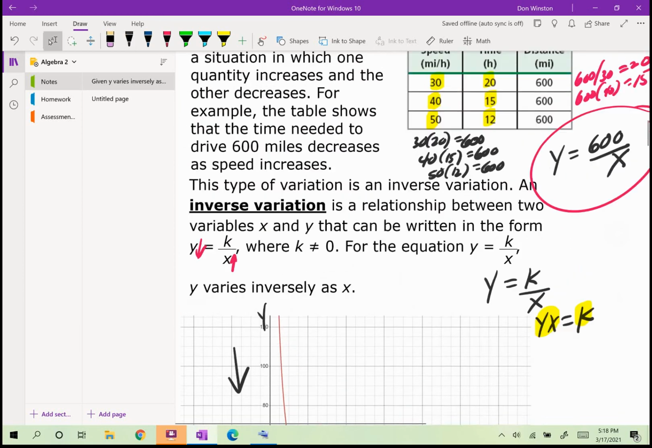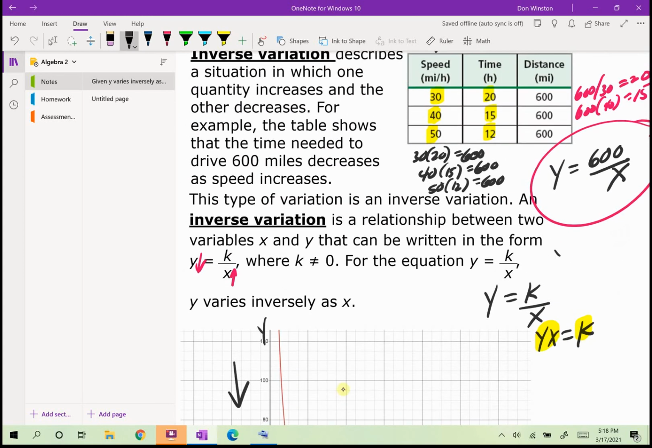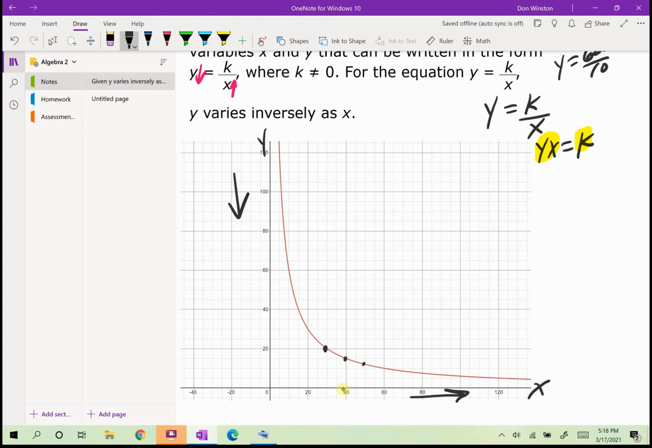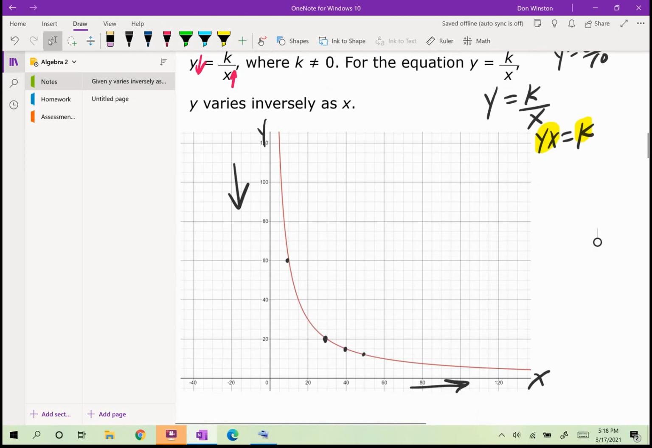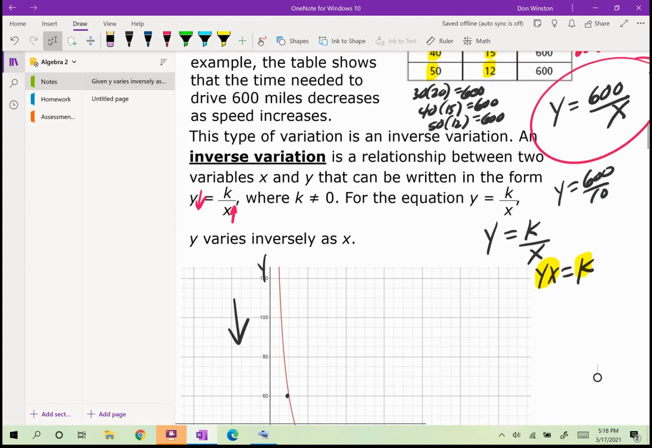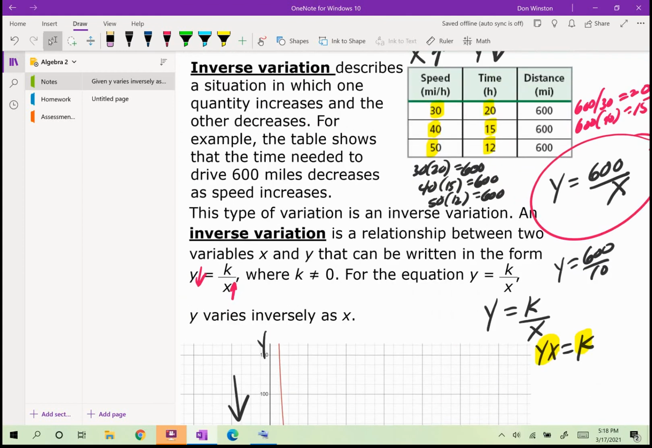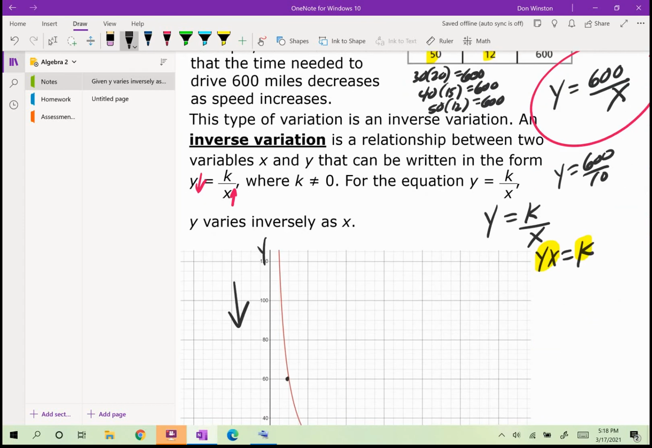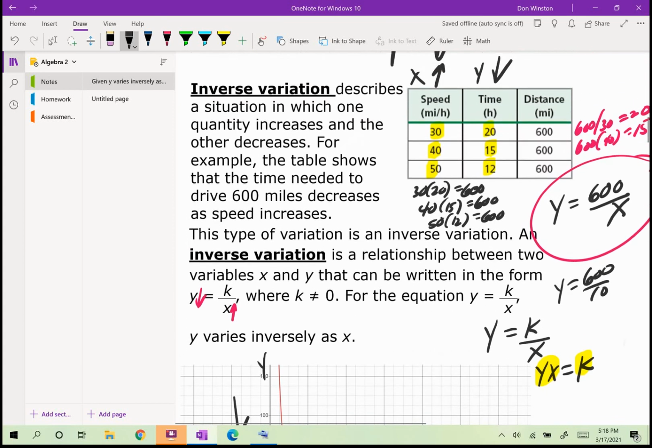If x is equal to 10, y will equal 600 divided by 10, and that would be 60. So x is equal to 10, y is equal to 60. So again, the important point here is that if you take each x and multiply it by y, y times x, x times y, and that remains constant, then we have inverse variation.